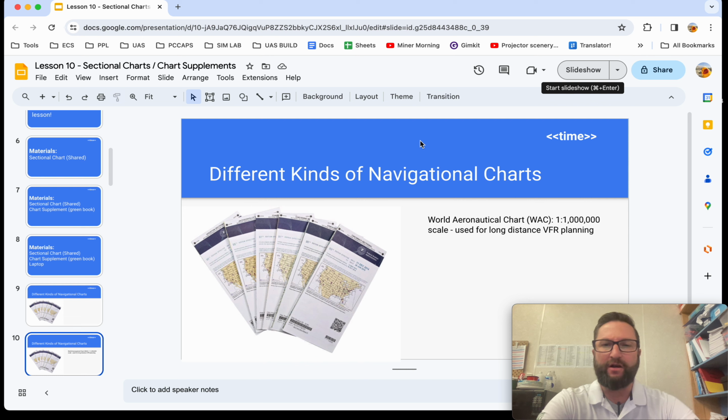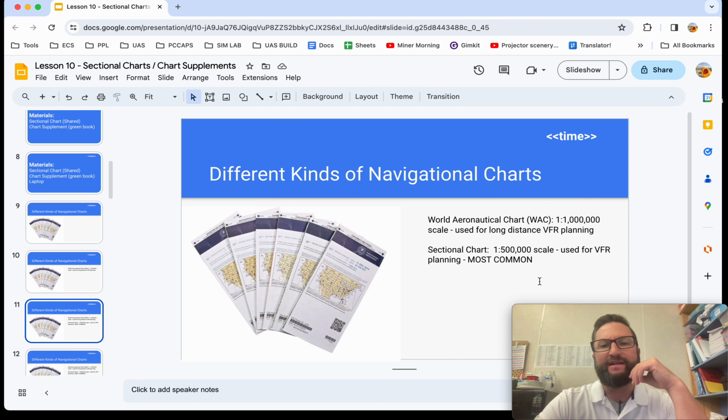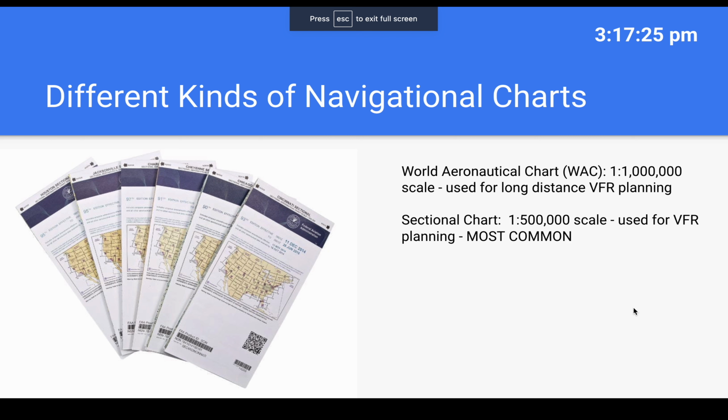We don't use WAC charts. That's what we call them, WAC charts. We don't use them too much in class or anything like that. If you're going to be flying VFR long distances, you can grab a WAC chart. But the one we do use a lot is the sectional chart. This is the most common one. It's a 1 to 500,000 scale, and it's used for VFR, Visual Flight Rules planning. It is the most common chart there is.